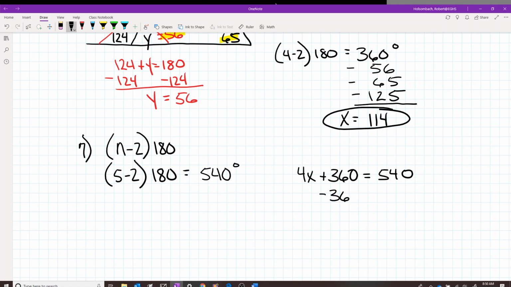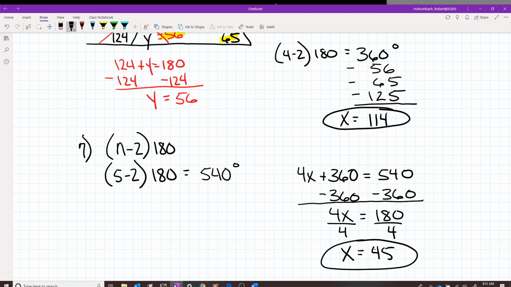If you subtract 360 from each side, then your 4x equals 180. And if you divide by 4, then your x in this case is 45. Alright, so the 4x was a combination of your like terms, your two x's, and the 360 was a combination of the 90, 148, 10, and 112 in that picture.